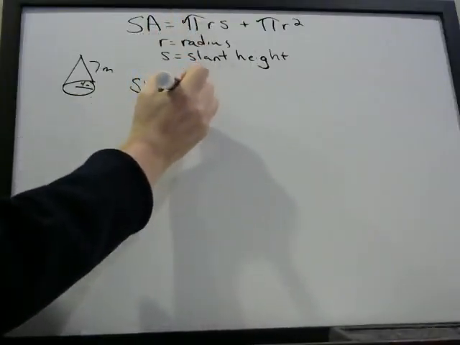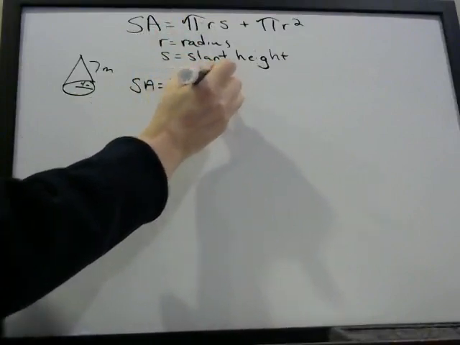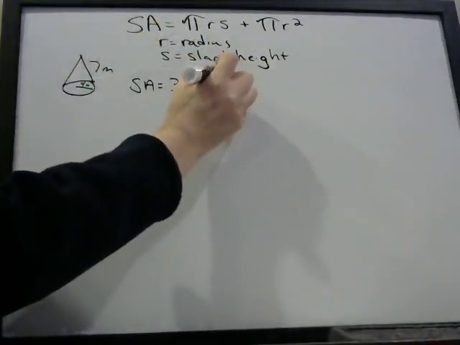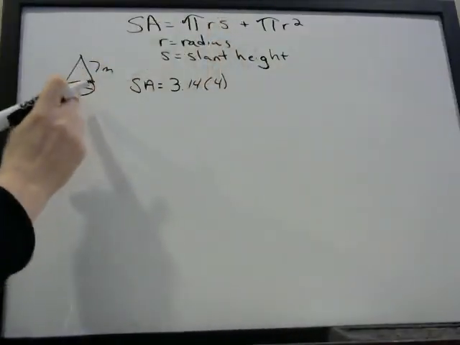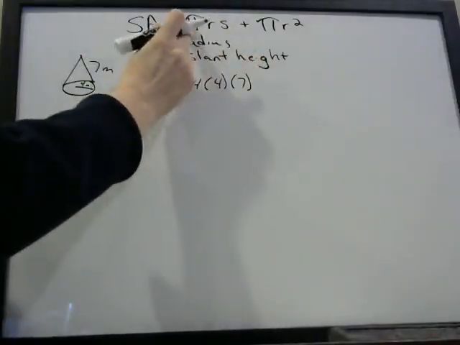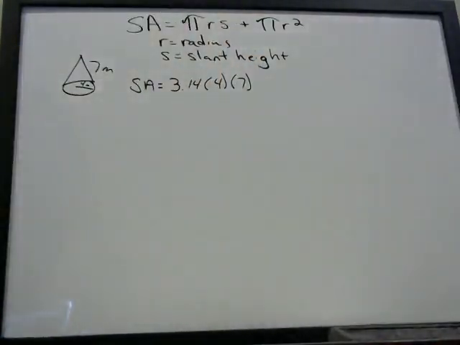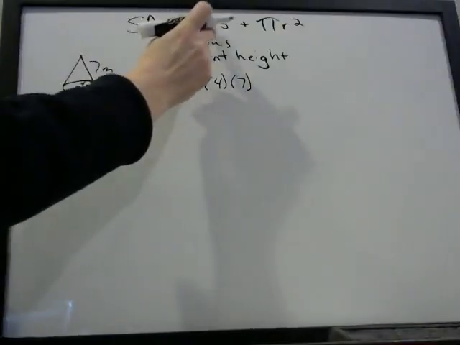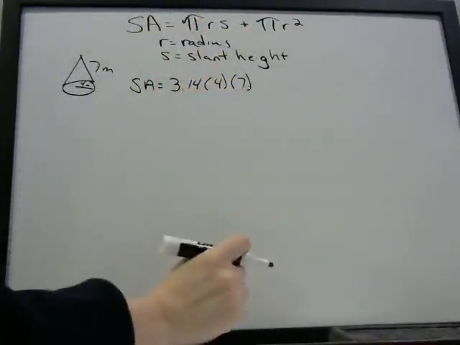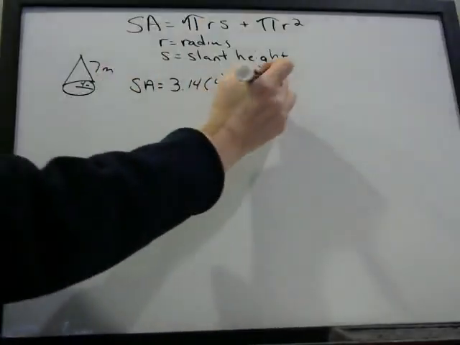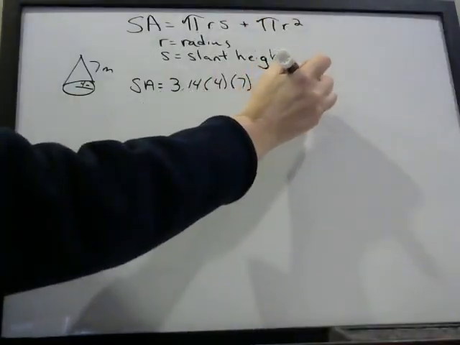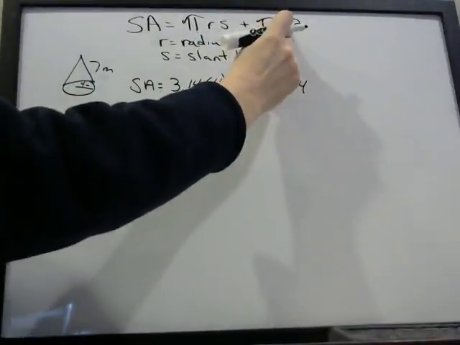Remember, pi is just a number, 3.14, times radius. Radius is 4, so we just put that in, times s. S is our slant height. They gave us that to be 7. So remember, when things are written beside each other, that means multiplication. So it's pi times radius times slant height. When we write that with parentheses, that also means multiplication. Plus pi is 3.14, times radius squared.